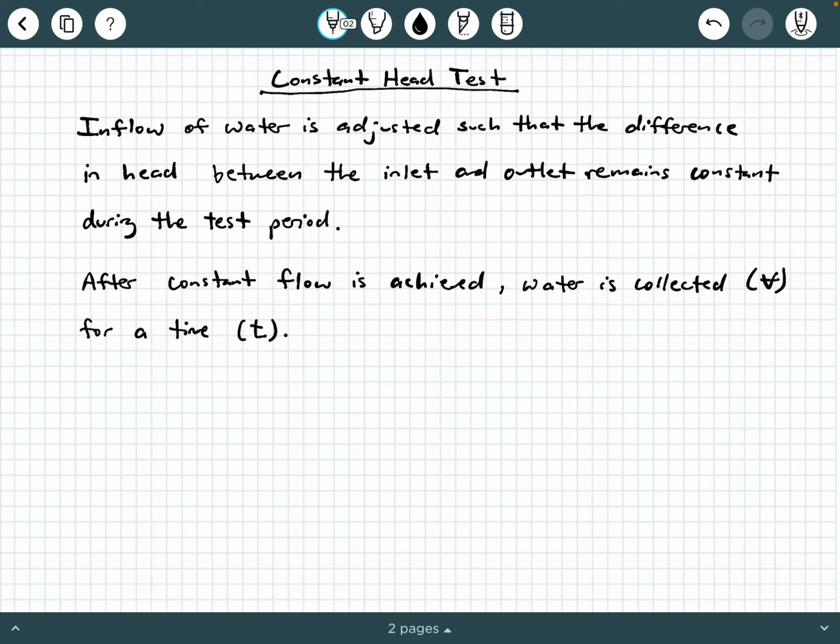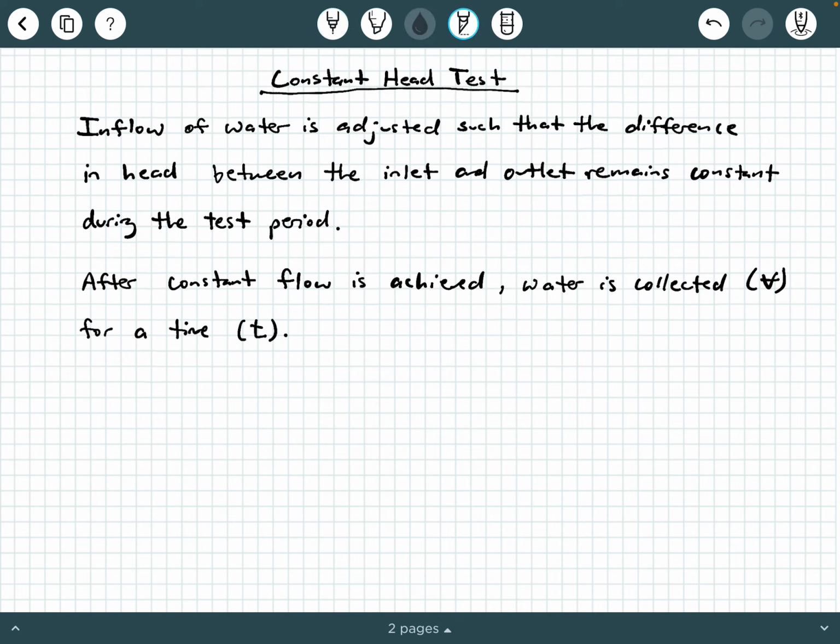So what is the constant head permeability test? Well, it's a laboratory experiment that we can perform to determine the hydraulic conductivity or coefficient of permeability of a soil sample. And again, it's in the laboratory. So how does it work?